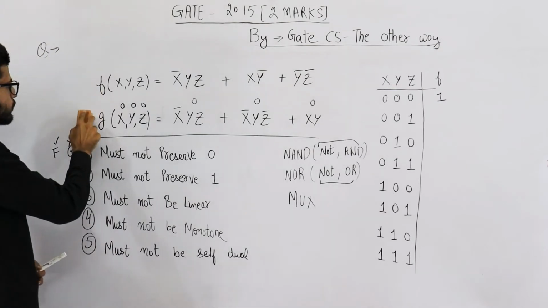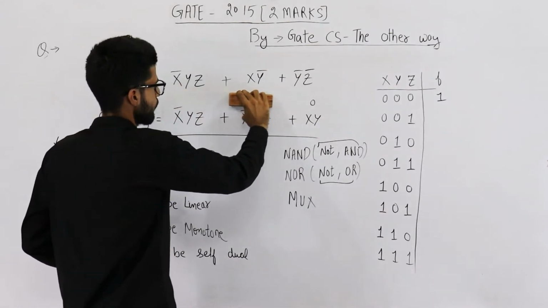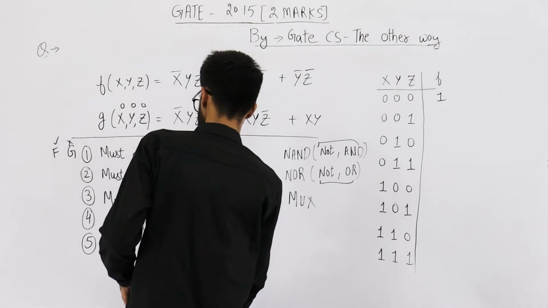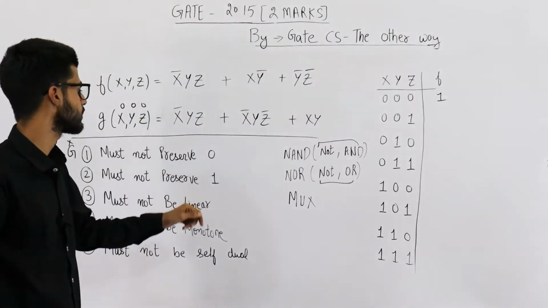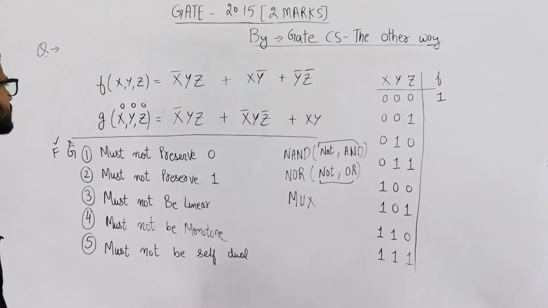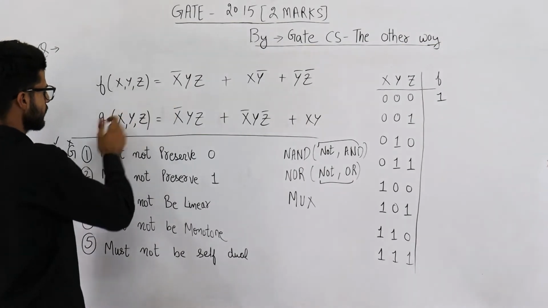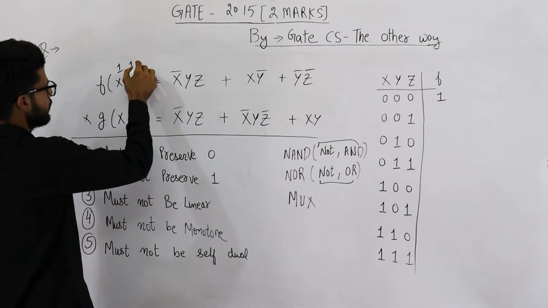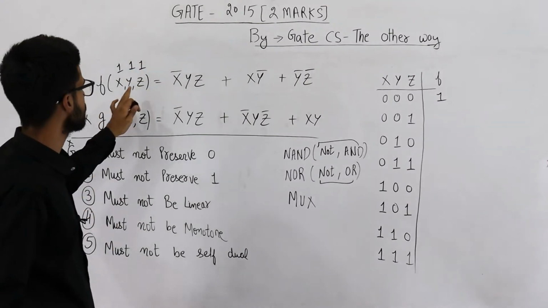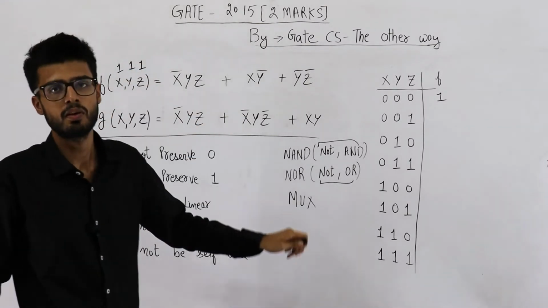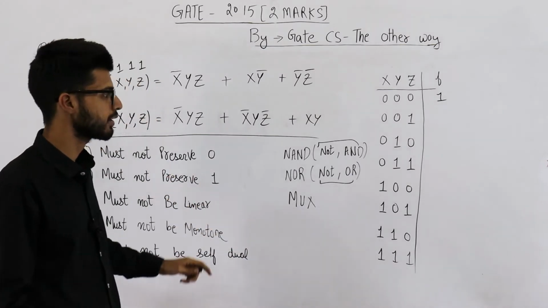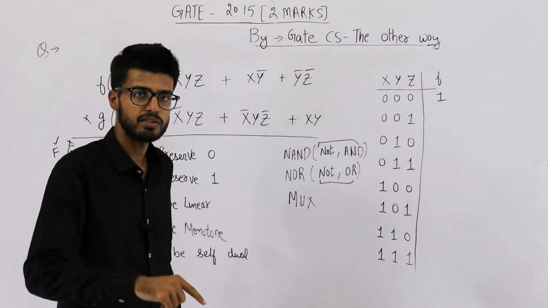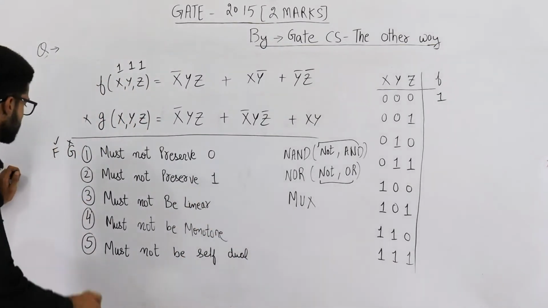Now let's move on to second property. Second property says it must not preserve 1. What is the meaning of it must not preserve 1? Now we need not care about this function g, leave it. It must not preserve 1 means if input is all ones, the output must not be 1. If the output is not 1, we will say it does not preserve 1. Let's check it for f.